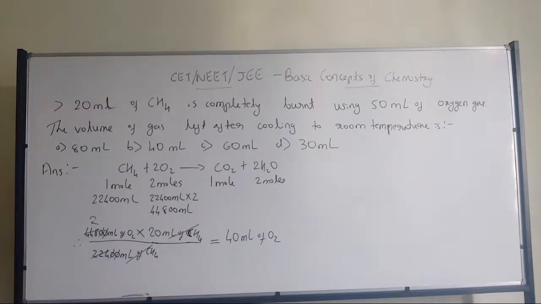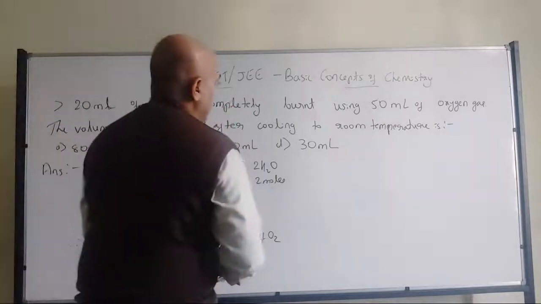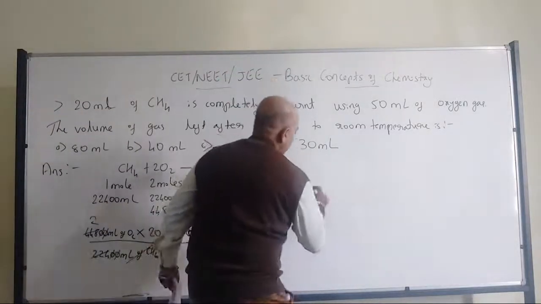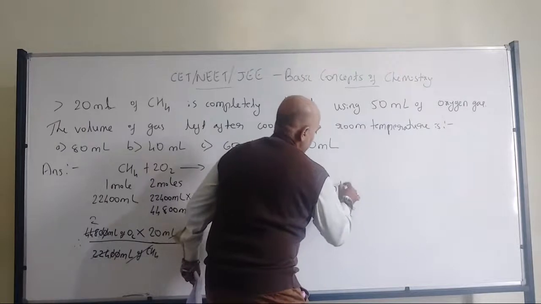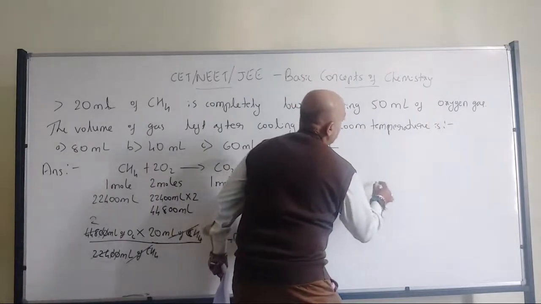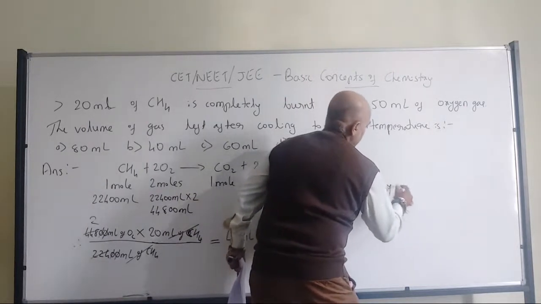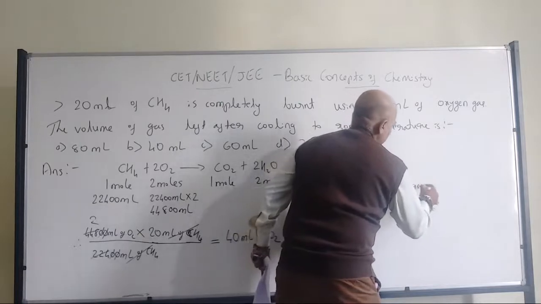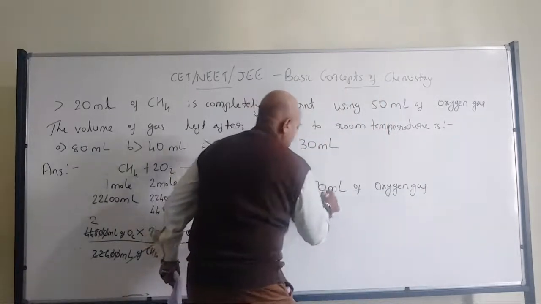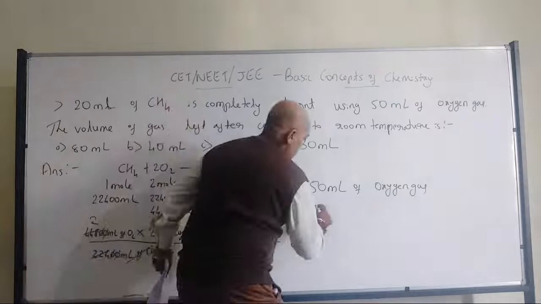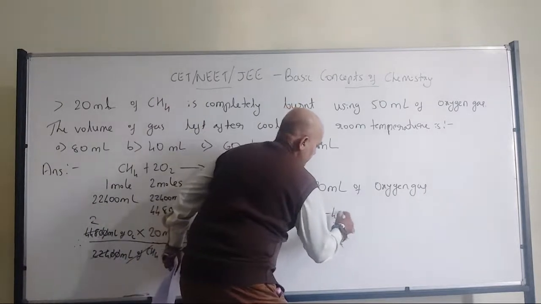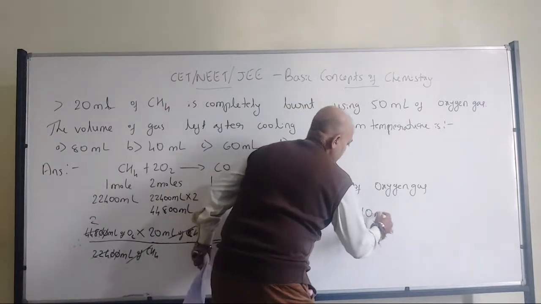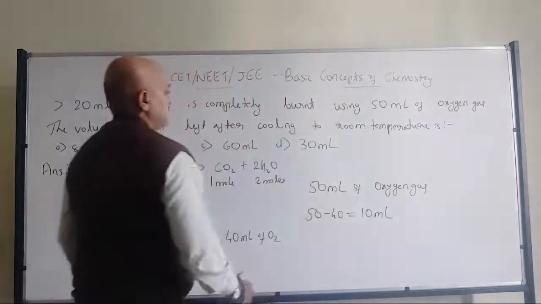All of you have understood? Now how much oxygen they have given? They have given 50 ml of oxygen gas. In that, how much will get consumed? 40. So it will be 50 minus 40 is equal to 10 ml of oxygen.